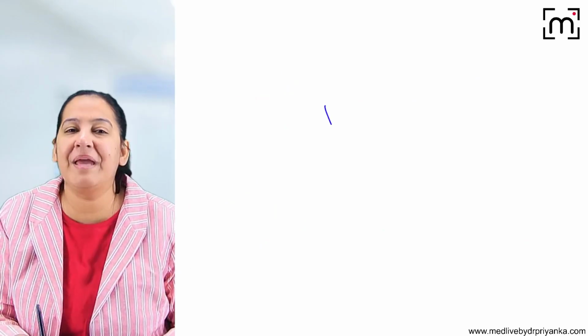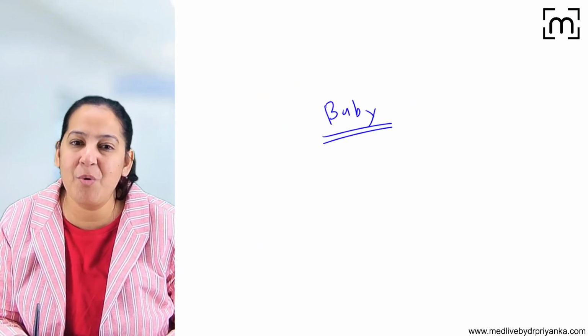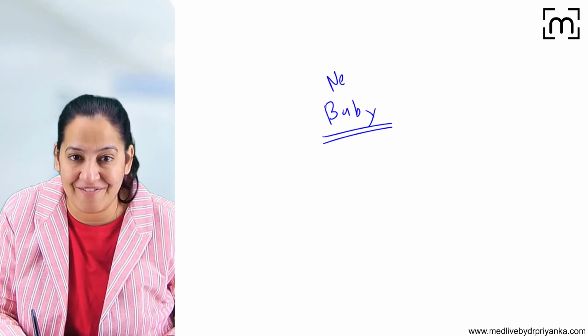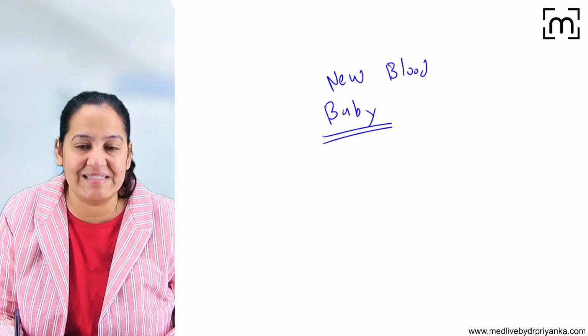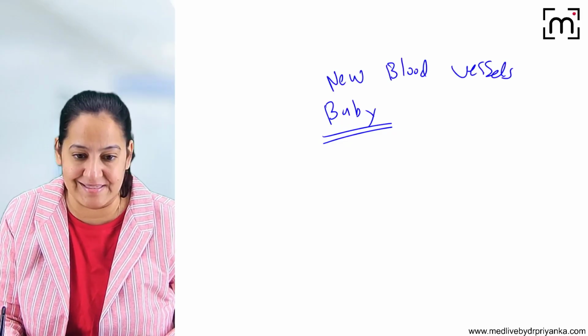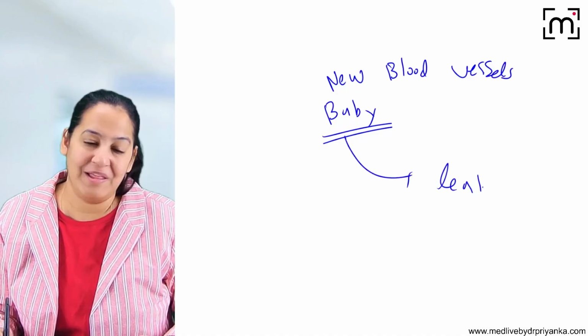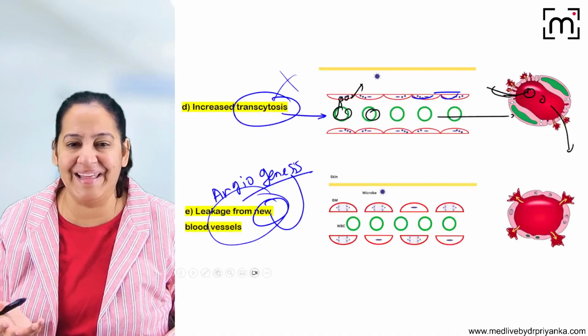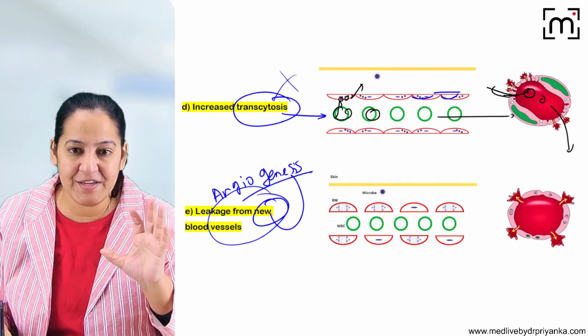And new blood vessels are the baby vessels. Small baby vessels. So they are already leaky. There is no need to create gaps in them. They are already leaky. So can you see the fifth diagram? Can you see what is shown?